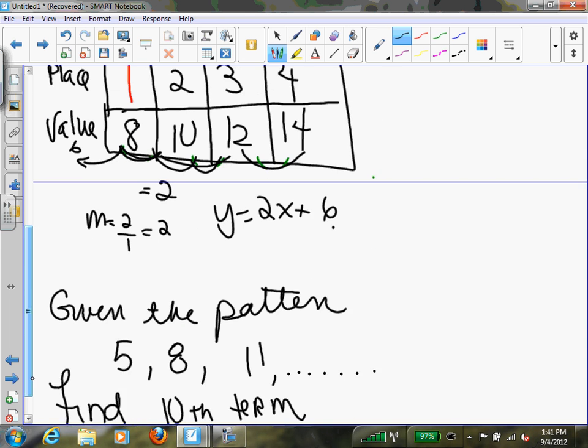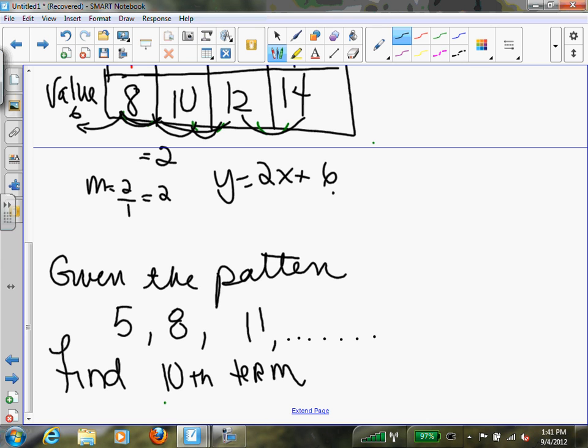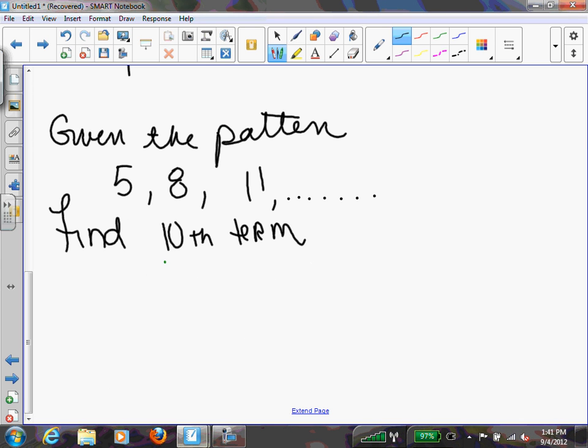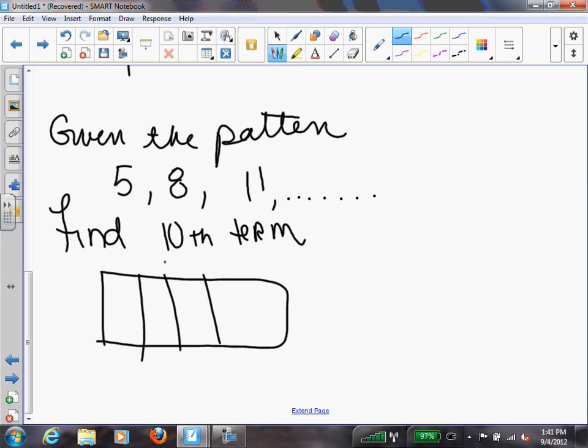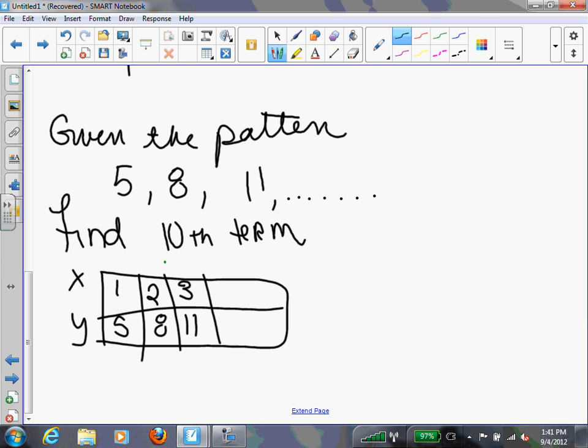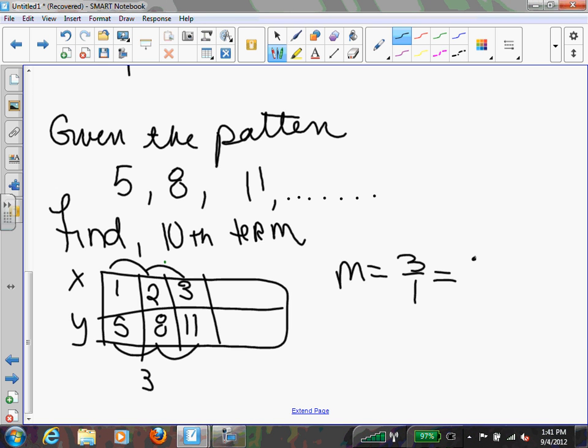Okay. All right, given the pattern, find the 10th term. Okay, so let's do our little box. So the first term is, the second term is, the third term is. So my x's are going up by 1 and my y's are going up by 3. This is a change of 1. So that means my slope is what? 3 over 1, which is 3.